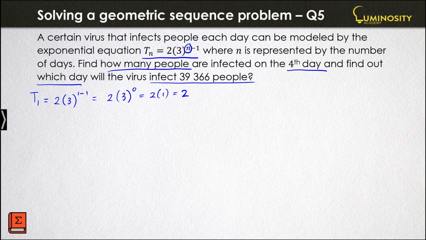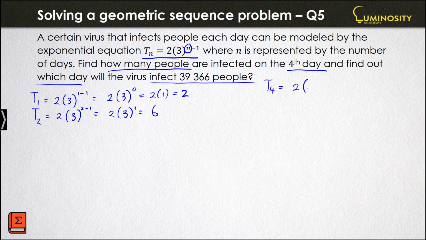Okay. What about T2? So I plug in 2 where n is, and I get 2 times 3 to the power 1, which is 2 times 3, which is 6. So on the second day, 6 people now get infected. These are 6 new people, different from the 2 people before. And I can keep checking for T3, T4, and so on, how many new people get affected by this virus each day. But we want to know T4, on the 4th day.